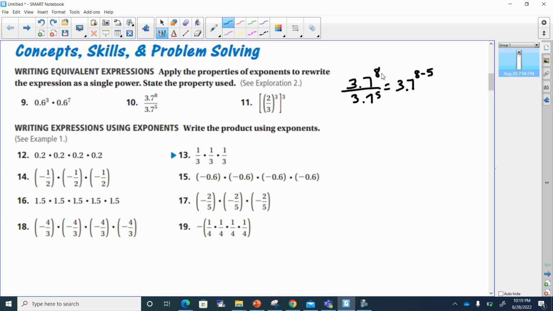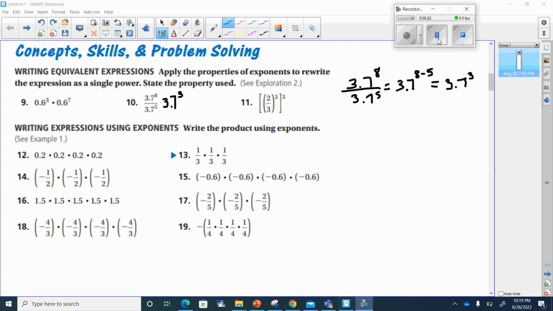Small one gets subtracted from the bigger one. That's going to equal 3.7 to the 3rd power. Okay? So we know this is 3.7 to the 3rd power. And now we just have to state the property that was used, which we said was division, so it would be the quotient property. I'll be happy with this answer right here, but the quotient property would be the one that we use.